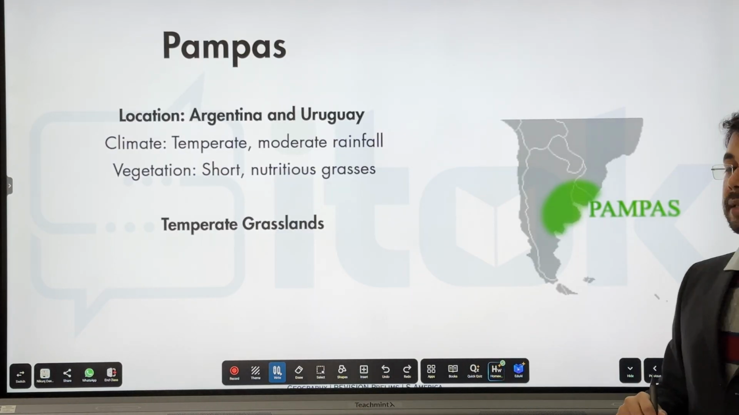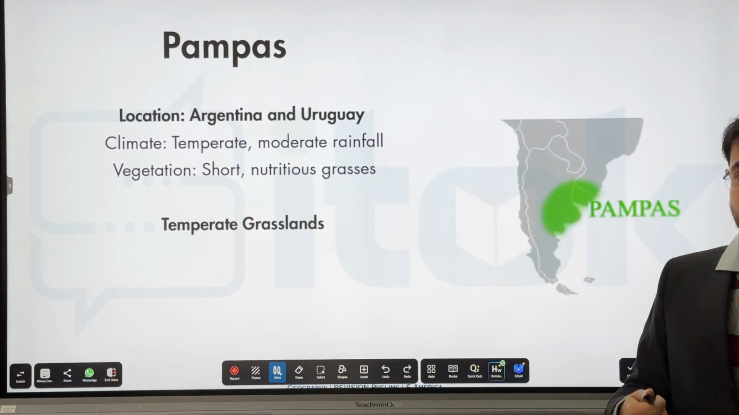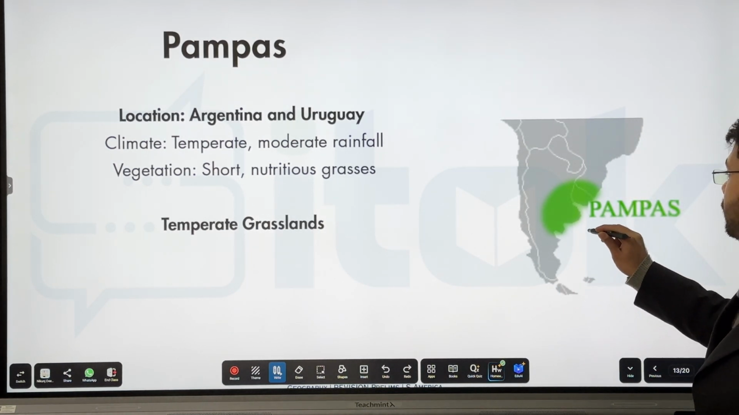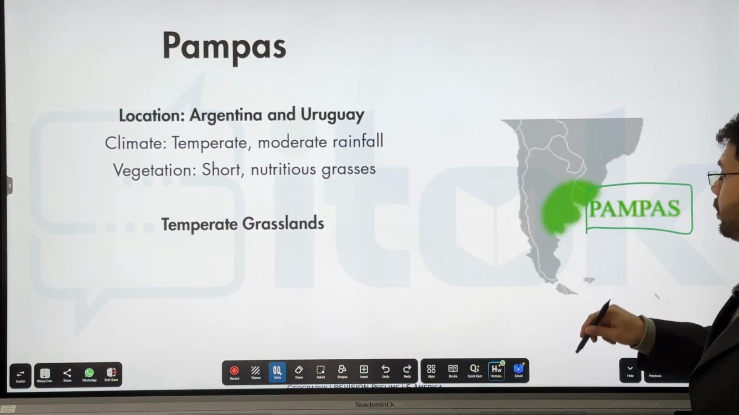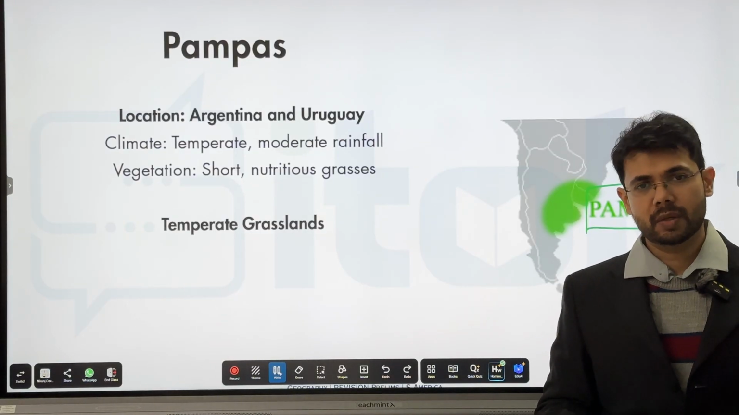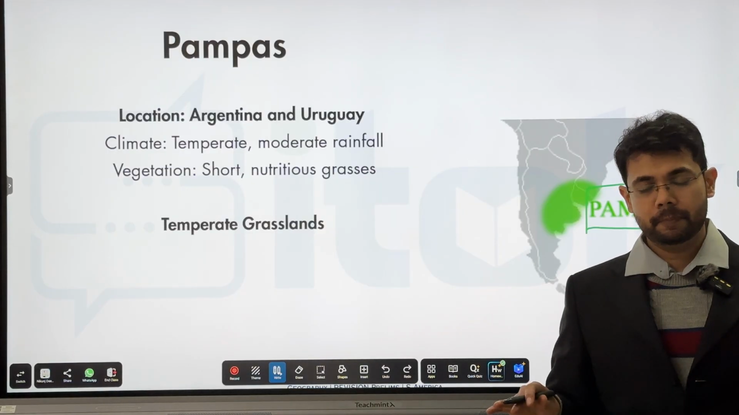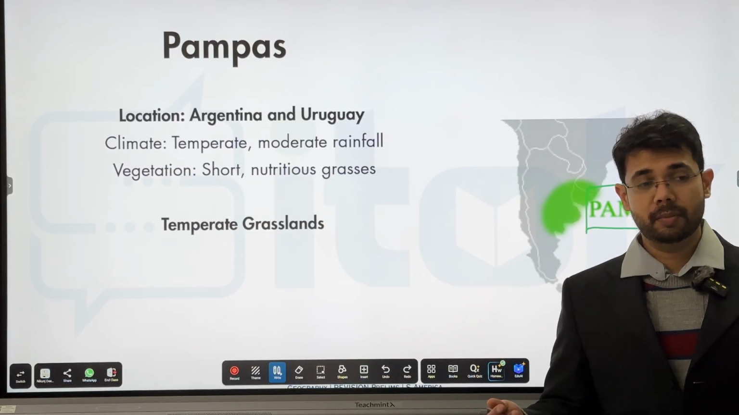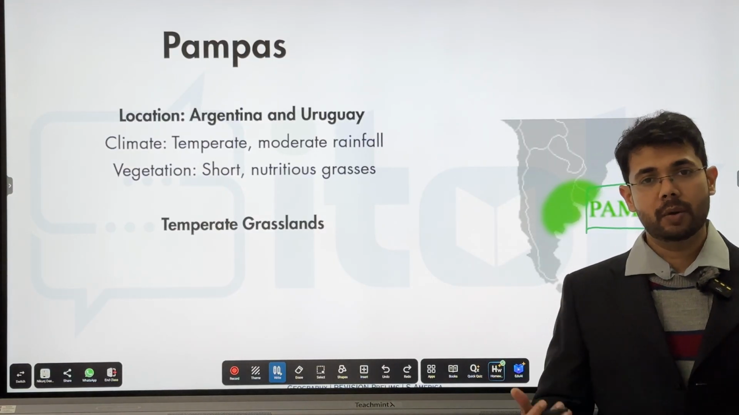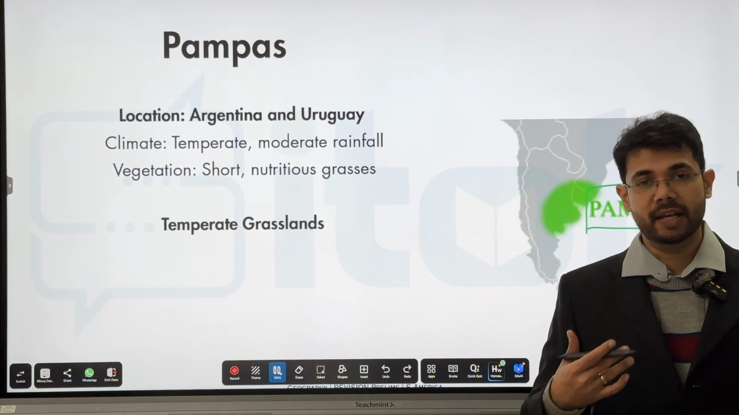Pampas is a temperate grassland. Now, the grasslands which we have covered, Llanos, Cerrado, and also Pampas, are the temperate grasslands. Temperate grasslands are always extremely fertile. We will be covering temperate grasslands in the North America video as well, along with Europe. So temperate grasslands are extremely beneficial, extremely fertile, extremely rich in nutrients. Whenever there are temperate grasslands present, you will have a huge amount of cattle and dairy farming going on there.